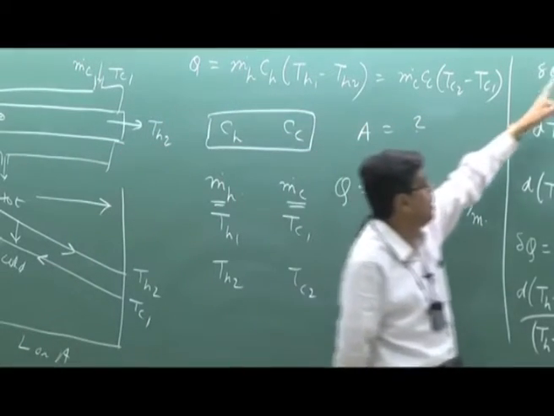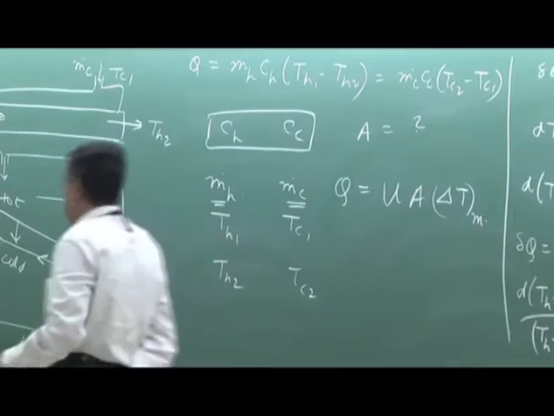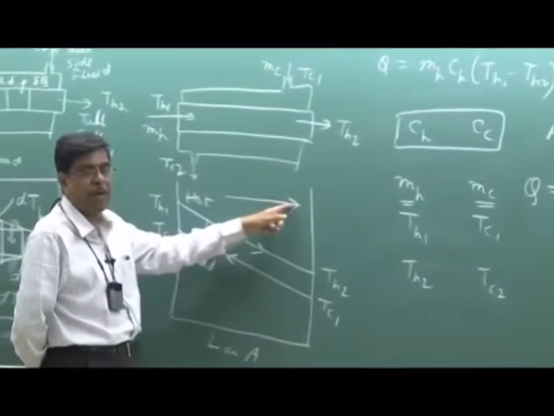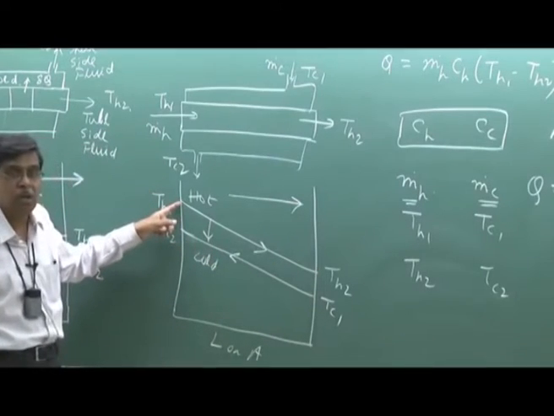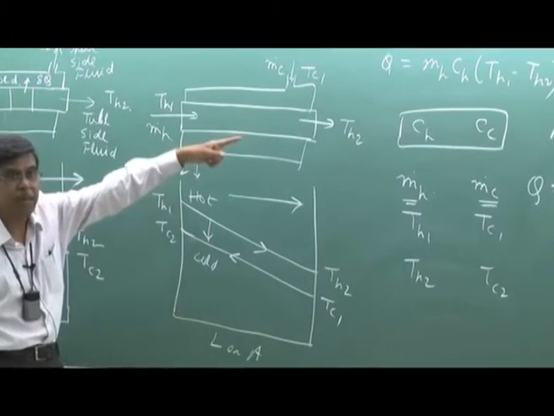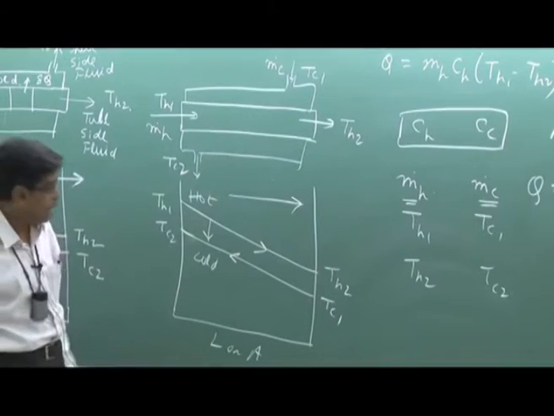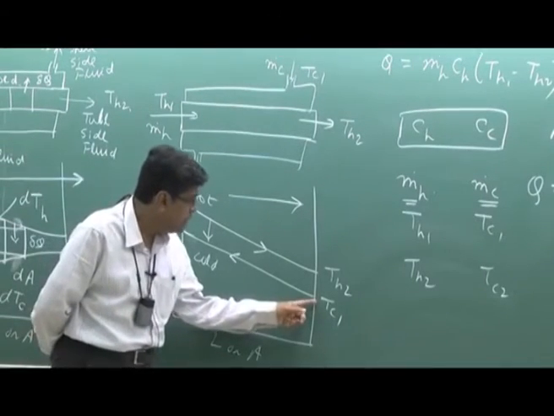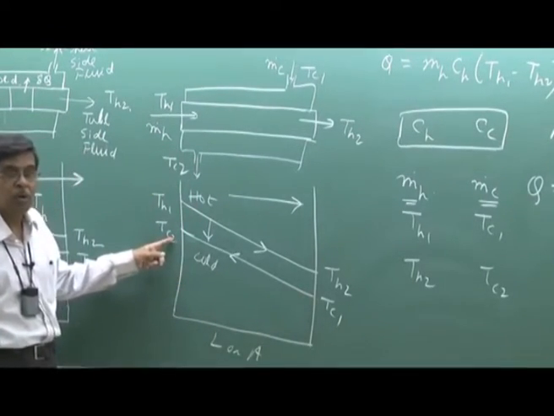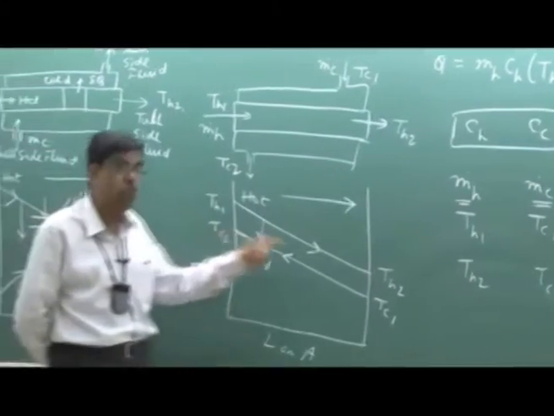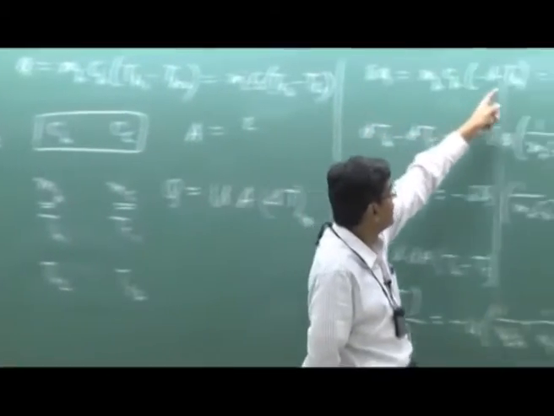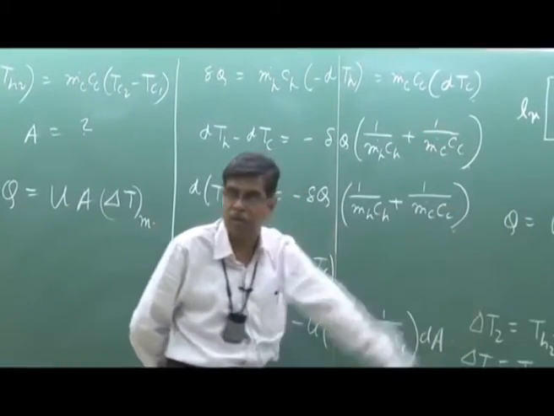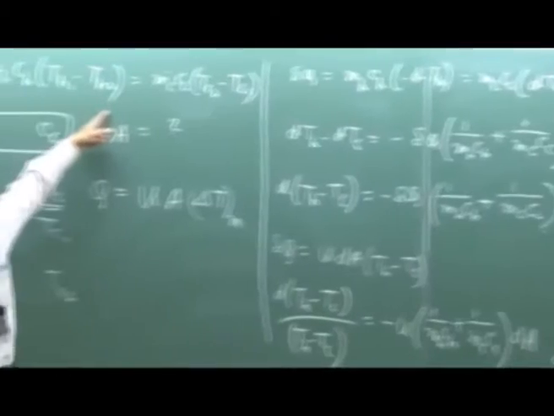For counter flow, if you integrate this minus DTH, this is the preferred, positive direction. DTH will be TH2 minus TH1, so minus DTH is TH1 minus TH2. Similarly, DTC will be TC1 minus TC2, so minus DTC will be TC2 minus TC1. Therefore, integration of this with minus DTH and minus DTC for counter flow will give you the same result.